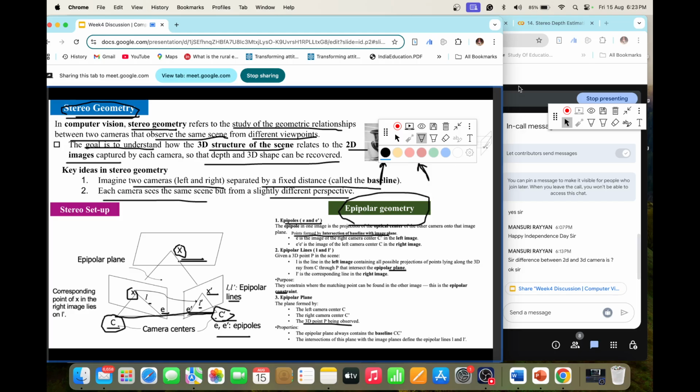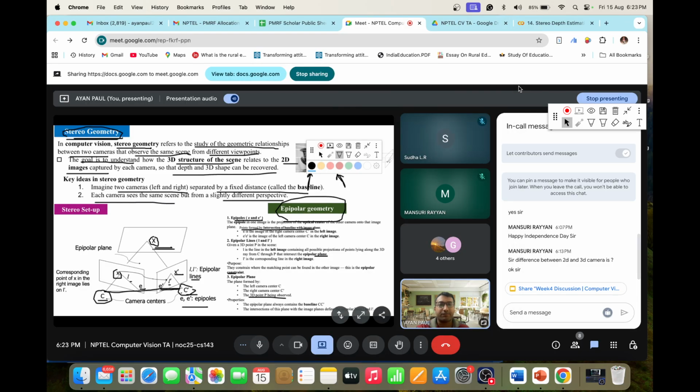Any doubt regarding this? You can please ask. So is it clear now? What is an epipole? What is an epipolar line? Sir, epipolar planes, please explain.